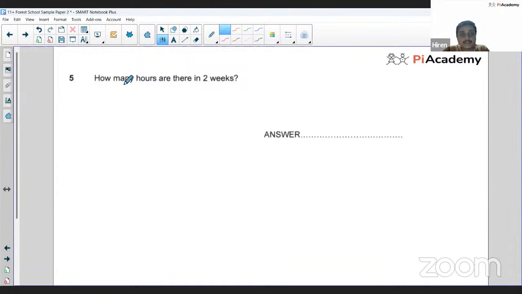The question is, how many hours are there in 2 weeks? So we have to figure it out. How many hours are there in 2 weeks? To solve this question, 1 minute is sufficient. Your time starts now. You have to solve in 1 minute.